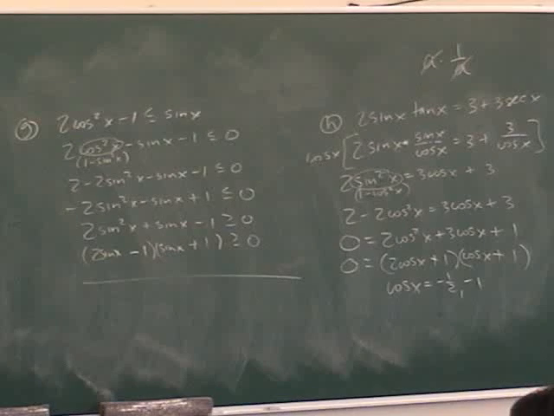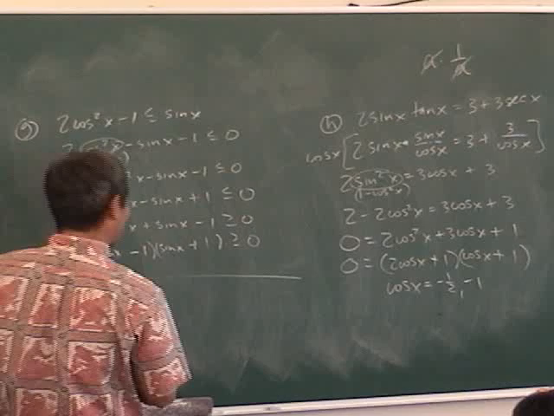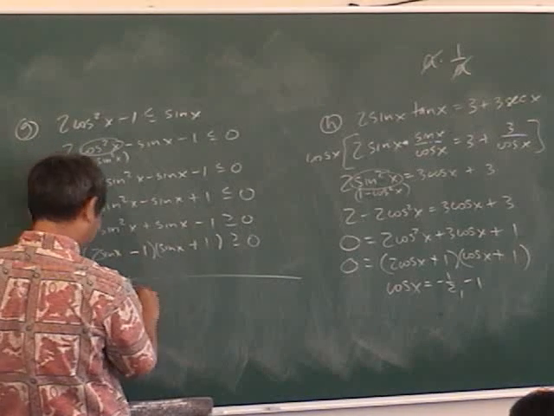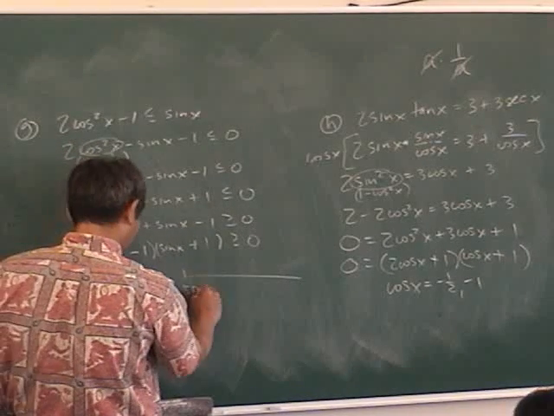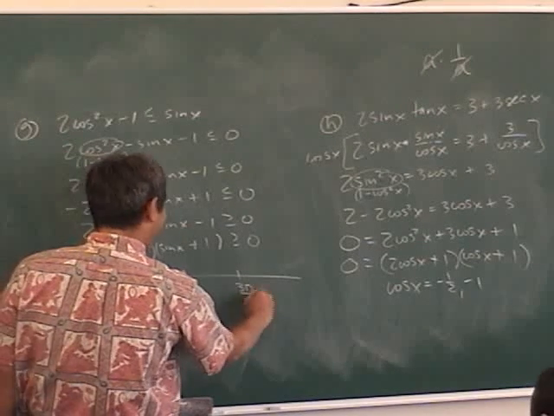Every single year, some students don't even have a number line. If I don't see a number line, automatic fatal error. Okay, now what do I put on the number line? What makes this factor 0? Sine of what is a half? Pi over 6 or 5 pi over 6. Sine of what is -1? 3 pi over 2. Okay, now you get 1 point.